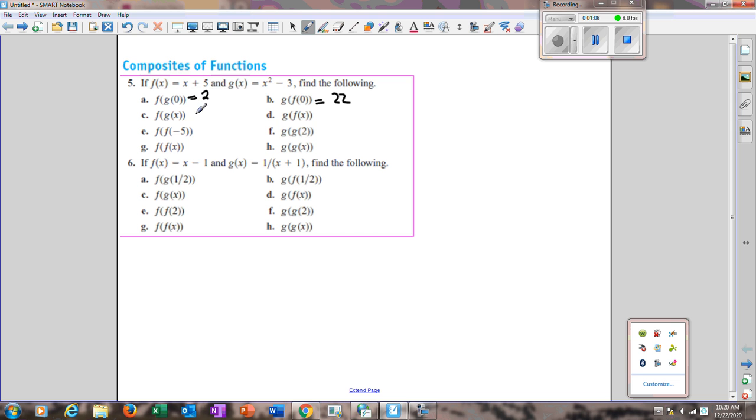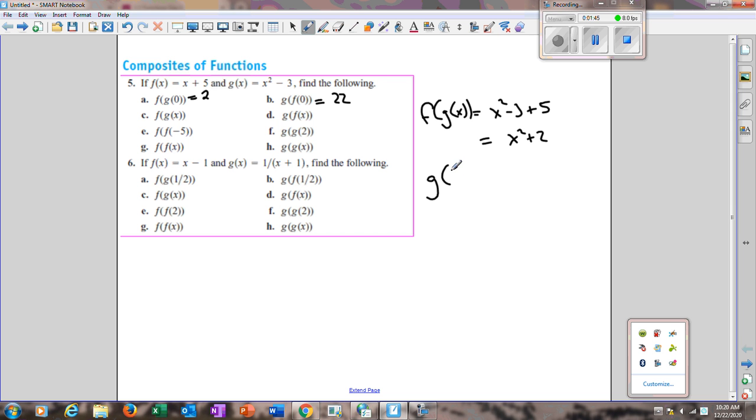All right, part C is where it gets a little more difficult. I now have f of g of x, which means I take the g function. Everywhere I see an x in the f function, I plug that in. So f of g of x is equal to x squared minus 3 plus 5. Where this used to be an x, I'm taking that g function and plugging it in. Negative 3 plus 5 is 2, so it's x squared plus 2.